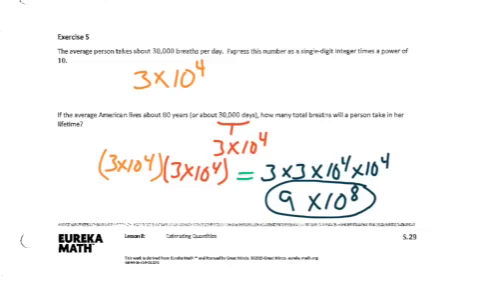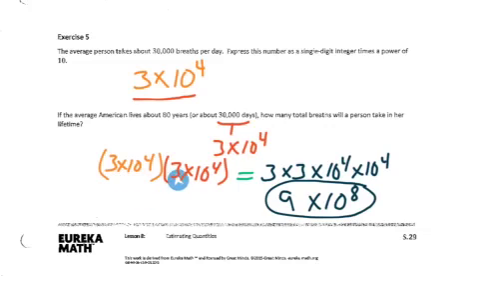Okay, so you can see here in exercise 5, 30,000 breaths per day works out to be 3 times 10 to the 4th power. And if the average American lives 80 years, which is about 30,000 days, you can see also that is 3 times 10 to the 4th power. So to figure out how many total breaths the average American takes in 80 years, we're going to multiply our breaths per day times the amount of days that on average Americans live. So you can see I have that down here.